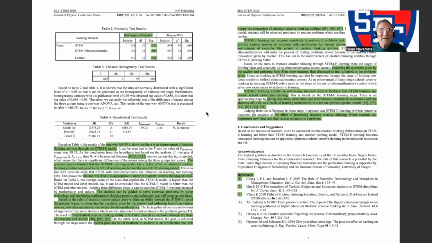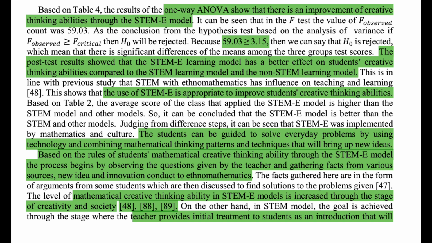Now, reading on in the following chapter after table 4, we see that the authors claim that one-way ANOVA shows that there's an improvement of creative thinking ability through the STEM-E model, as the table further explains. Therefore, the authors claim that the post-test results show that the STEM-E model has an effect on student creative thinking ability compared to the STEM approach learning model and the non-STEM learning model.